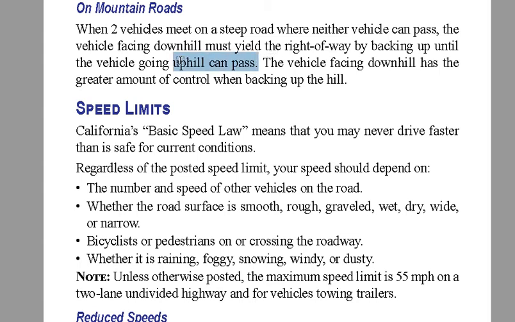The first part we're going to hit is when two vehicles meet on a steep road where neither vehicle can pass, the vehicle facing downhill must yield the right of way by backing up until the vehicle going uphill can pass. So sometimes on those narrow roads, you're going to need to handle that.